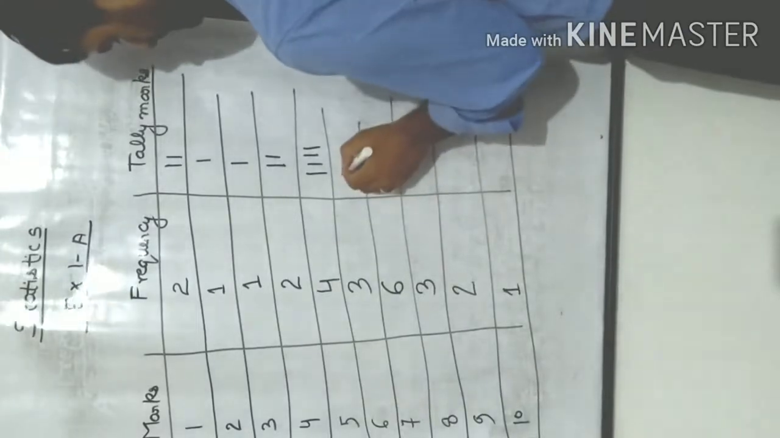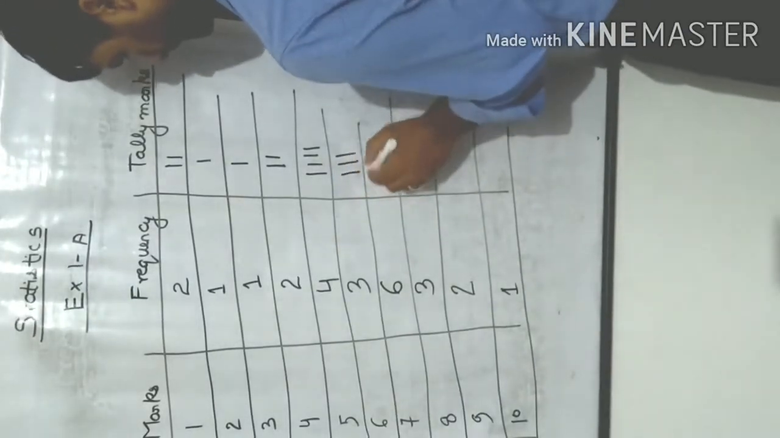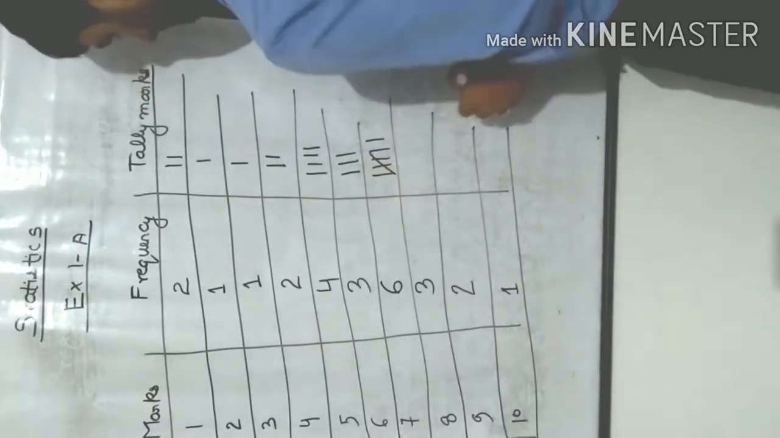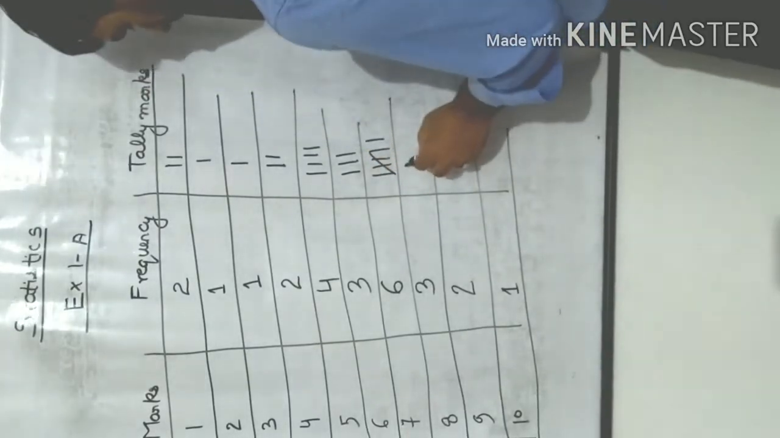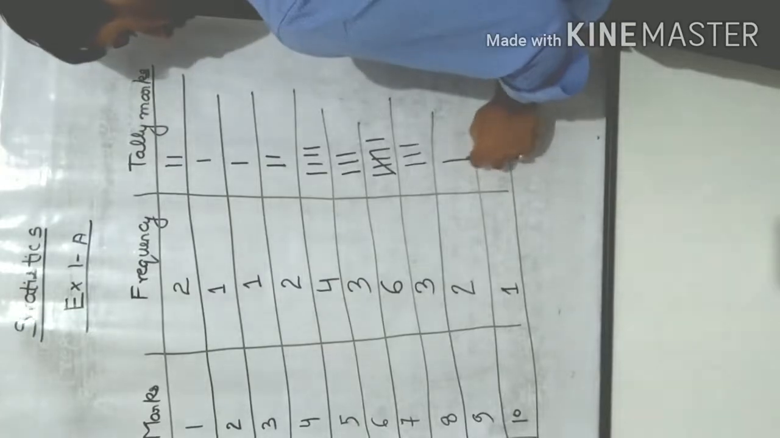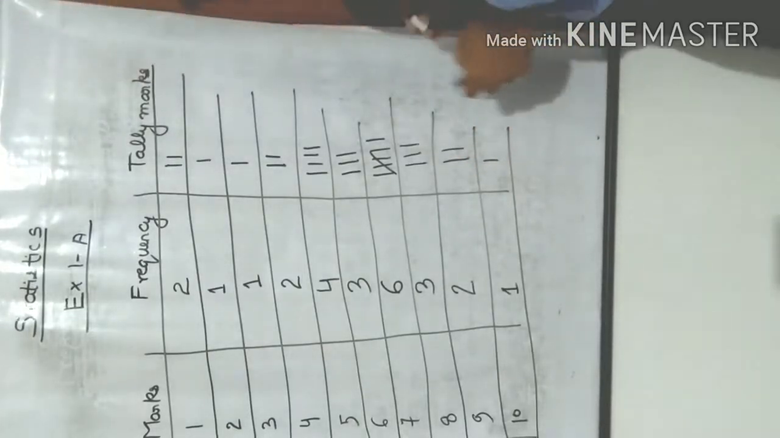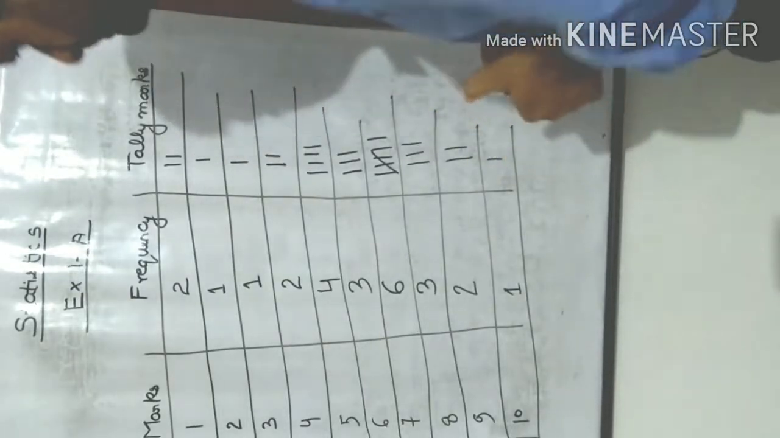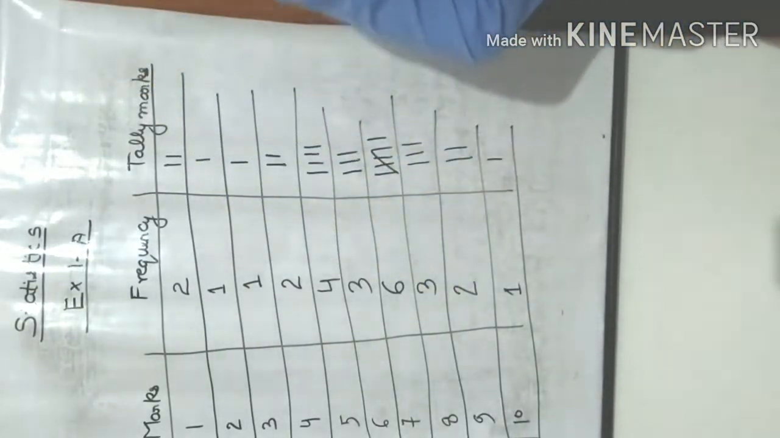Then here 3 is given, so let's make 3 vertical lines. Then 6: 1, 2, 3, 4, 5 and 6. And for 3 it will be 1, 2 and 3. 2 will be like this and 1 will be like this. Okay. So this is the way to draw a frequency distribution table. I'm writing it as of now.